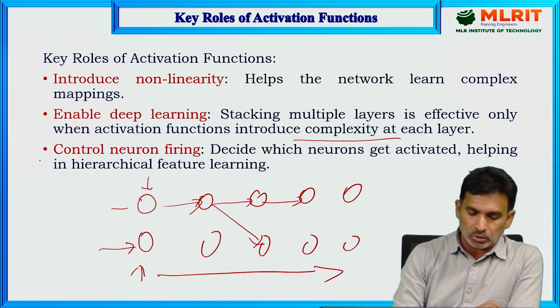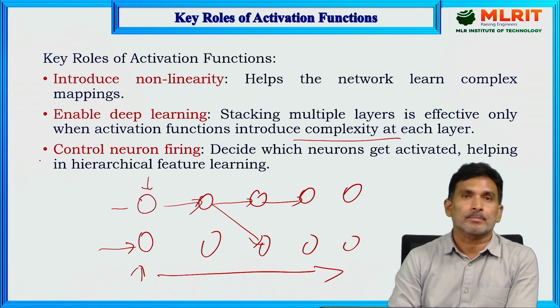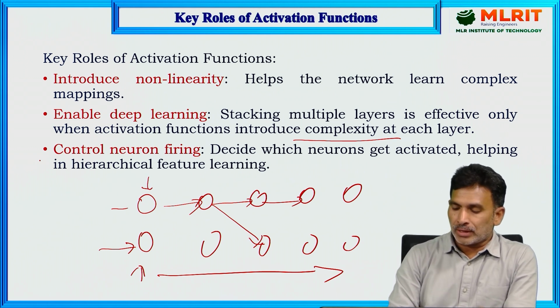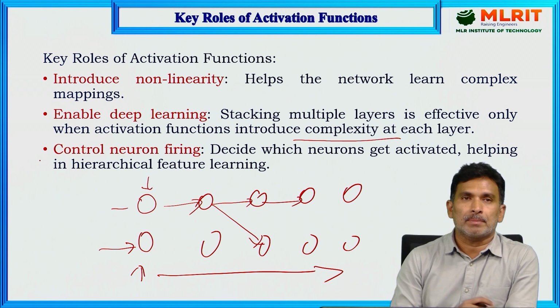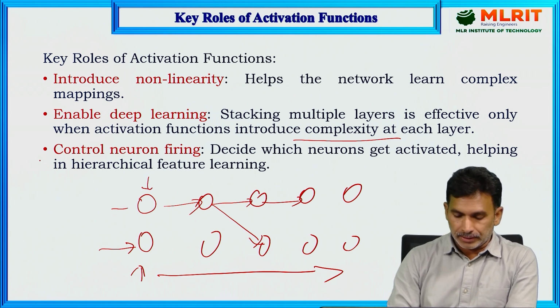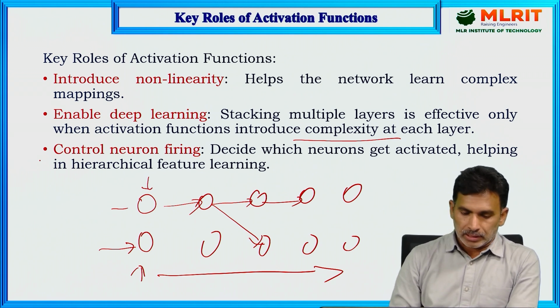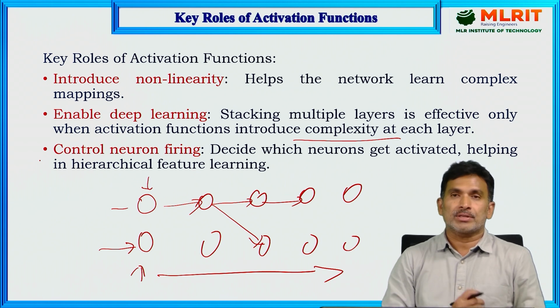The next one is controlling neuron firing, deciding which neurons get activated, which helps hierarchical feature learning. That will also be controlled with the activation functions.